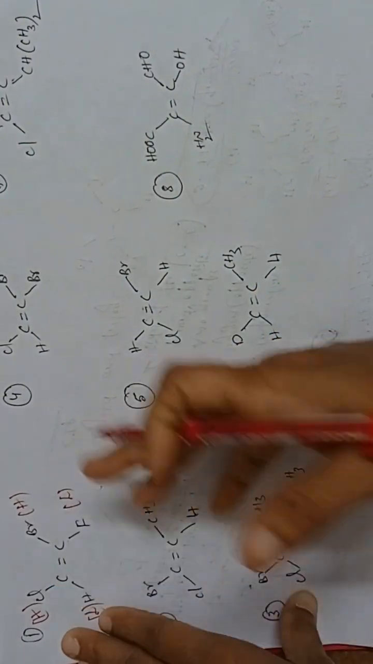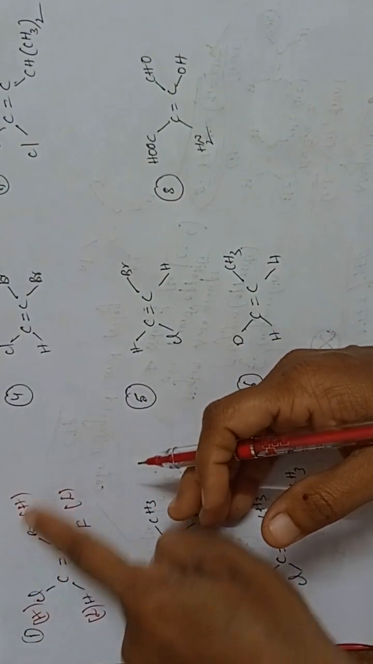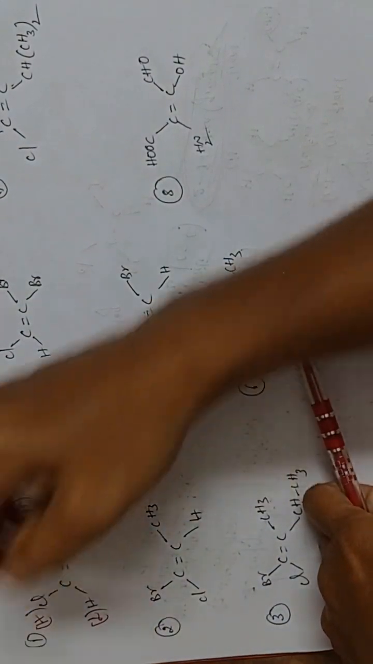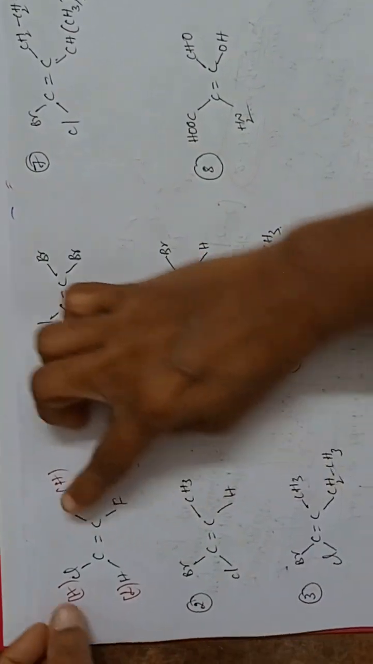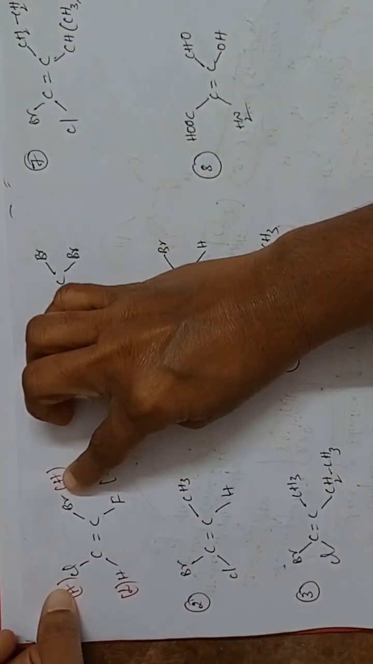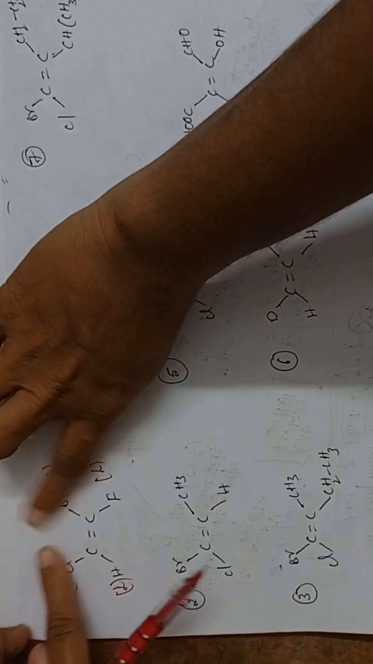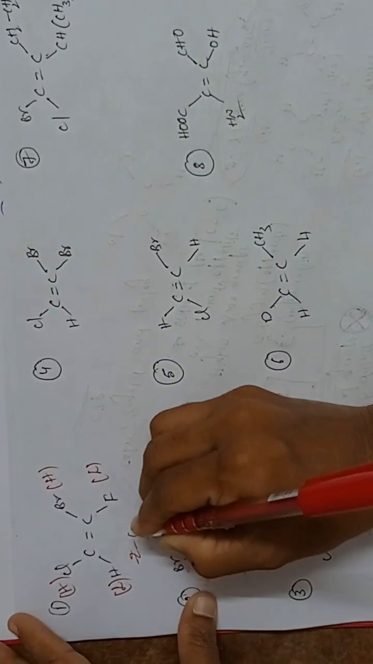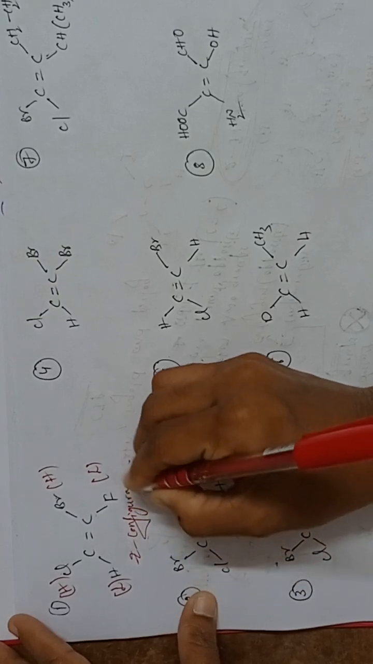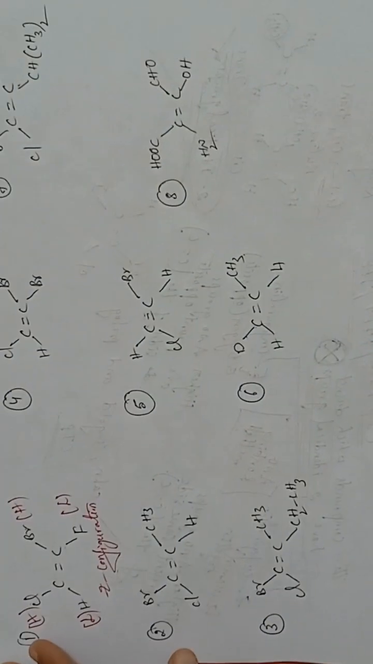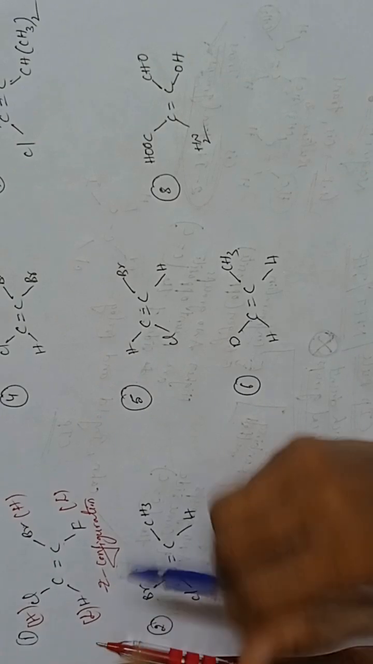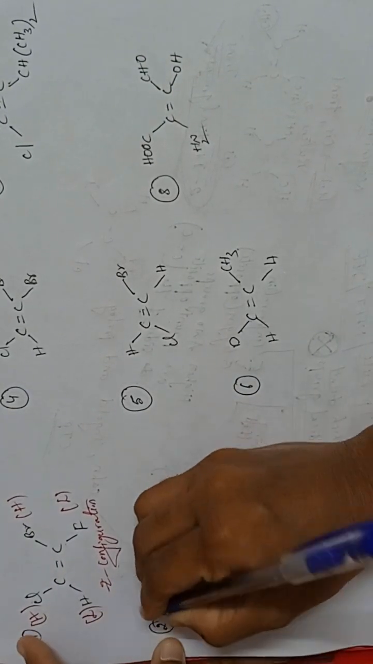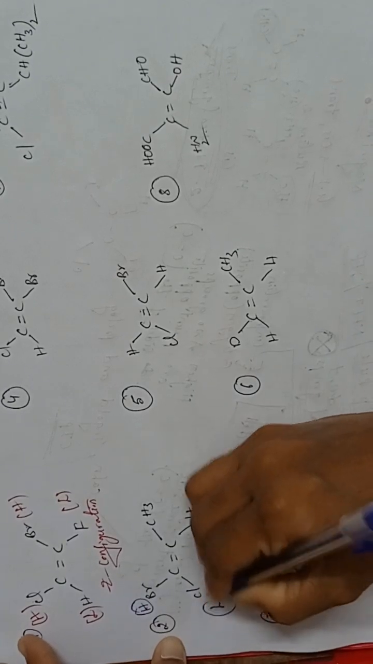Now see here, what I told about Z configuration. If the higher atomic number groups are present on the same side of the doubly bonded carbon atoms, chlorine and bromine, the higher atomic number atoms present on the same side, this is called which configuration? Z configuration. Clear, students? This is Z. Next example, see here. Of these two atoms, which has more atomic number? Bromine, chlorine. Bromine. This is higher, this is lower.